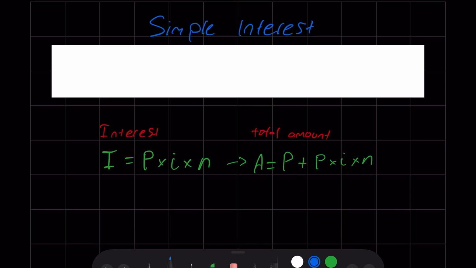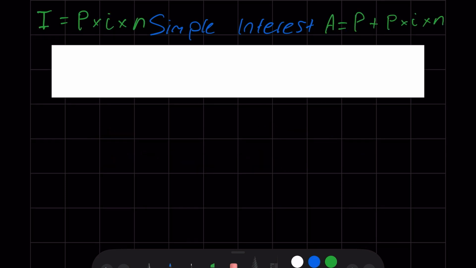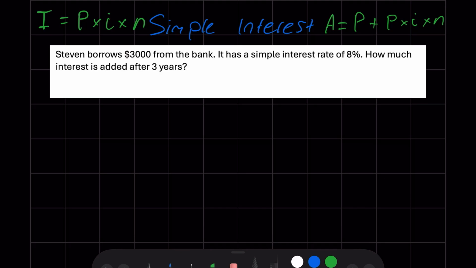With that in mind, let us answer this first question. So I've just moved those two formulas up the top. We have our interest in the top left and our total amount in the top right. This first question says, Stephen borrows $3,000 from the bank. It has a simple interest rate of 8%. How much interest is added after 3 years? So I'm going to list what my values are first.